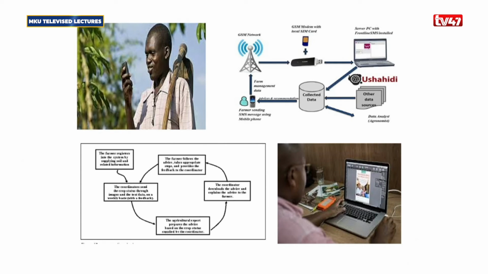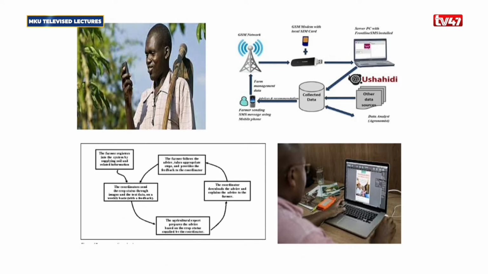Now here you have a farmer who is sending an SMS message using a mobile phone. The request comes from collected data, and behind that there are other data sources which are managed by data analysts and agronomists. And you can see there's that network which is interactive.